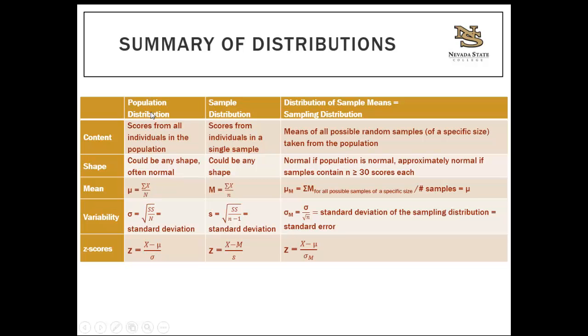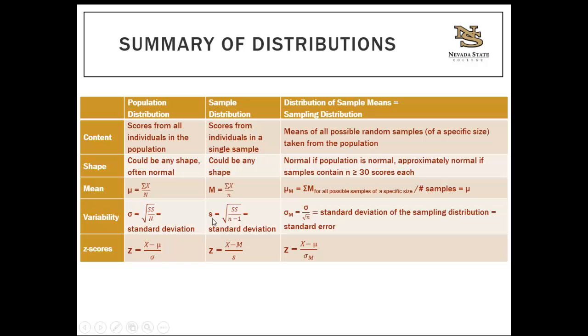The shape of the sample distribution could really be any shape, because if you have a really small sample, it could be a crazy looking shape, even if your population distribution is normal. Then you've got your means. The mean for your population distribution is the sum of all the scores divided by the population size. The mean for the sample distribution is the sum of all the scores divided by the sample size.